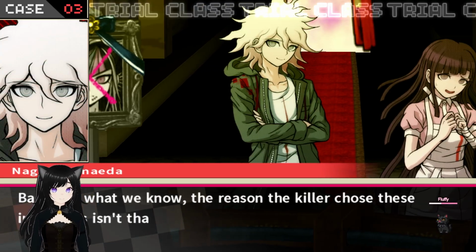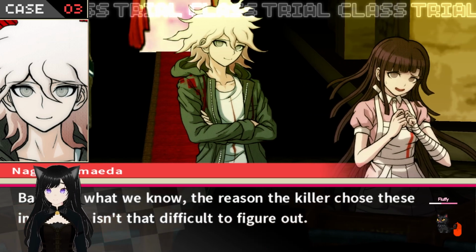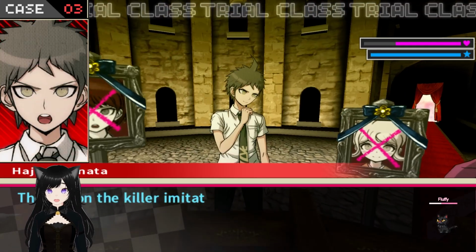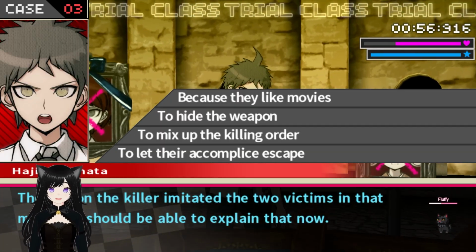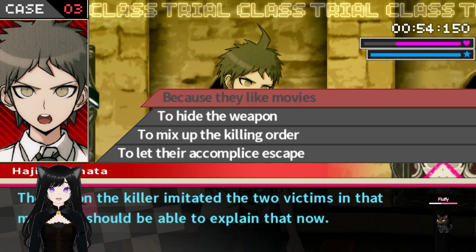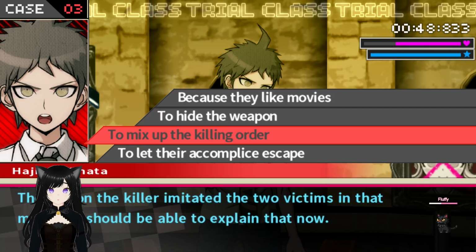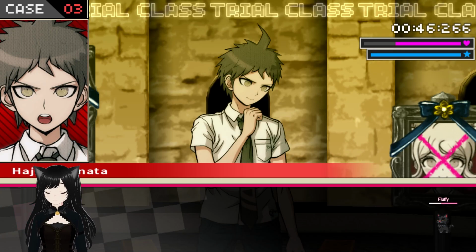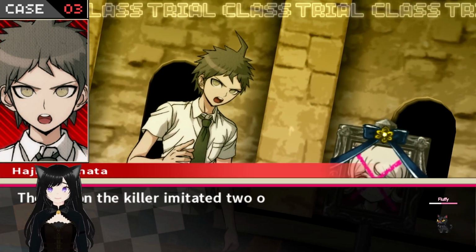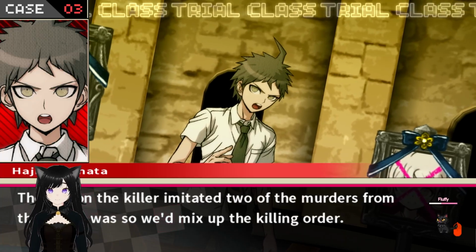Based on what we know, the reason the killer chose these imitations isn't that difficult to figure out. Oh? The reason the killer imitated the two victims in that movie, I should be able to explain that now. It's gotta be to mix up the killing order, right? The reason the killer imitated two of the murders from the movie was so he'd mix up the killing order.